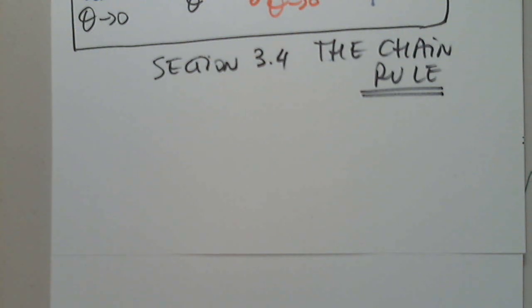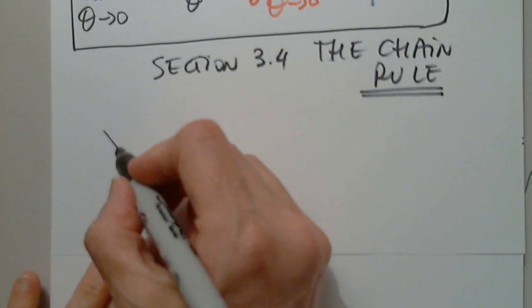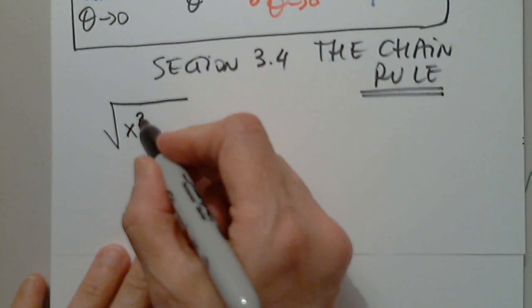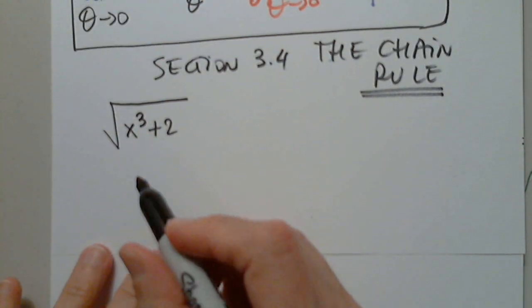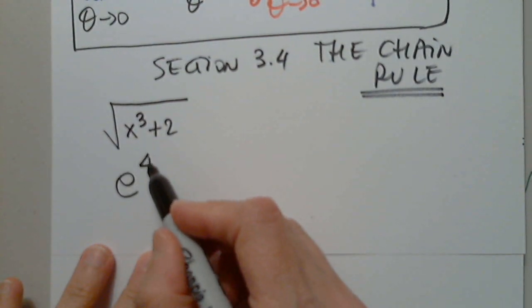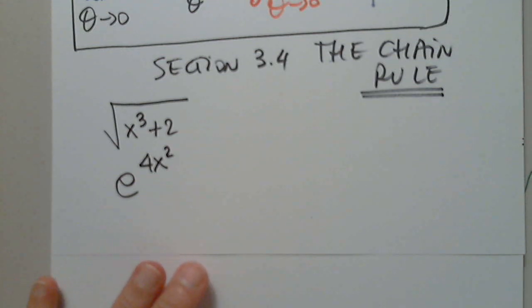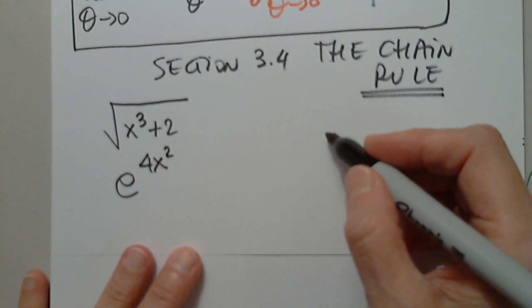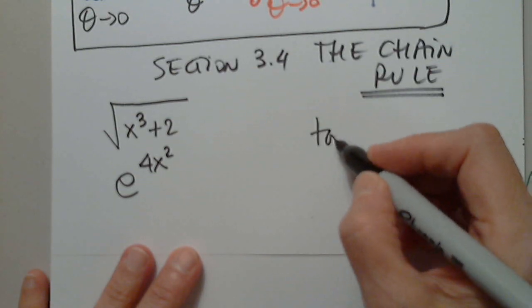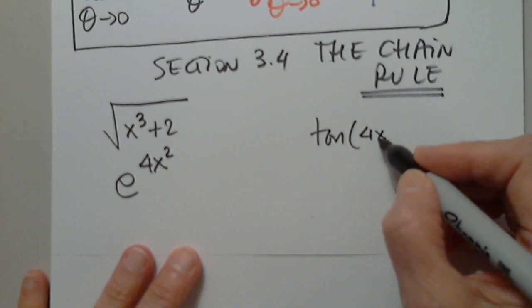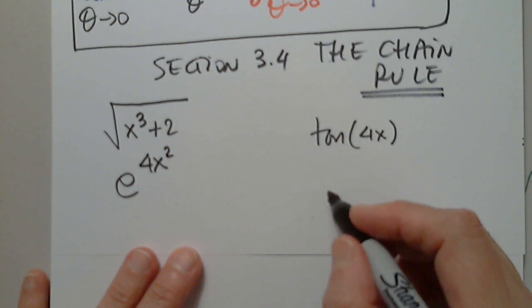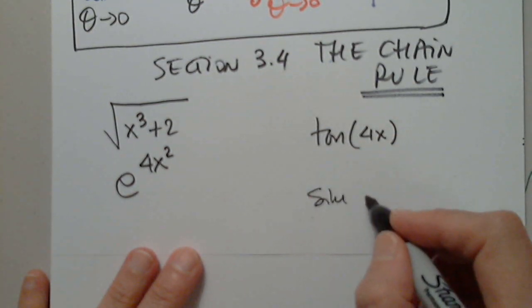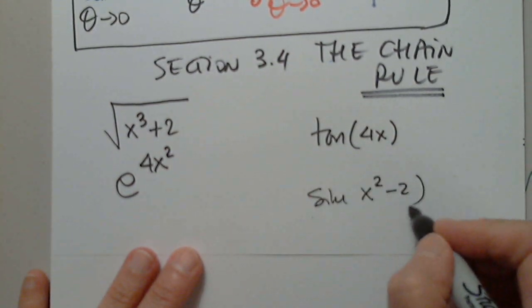Okay, I'm going to write a function, or several functions. Let's say the square root of x to the third plus 2. Let's say e to the 4x squared. Let's say tangent of 4x. Let's say sine of x squared minus 2.